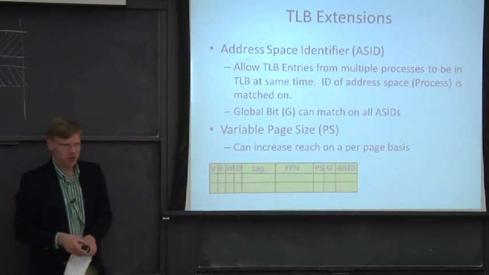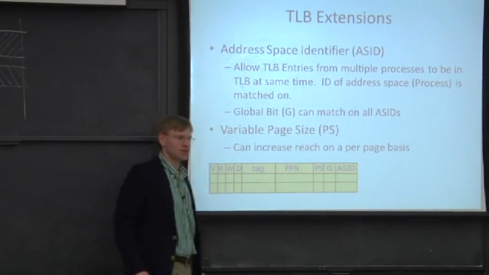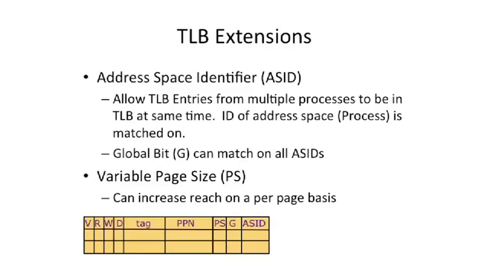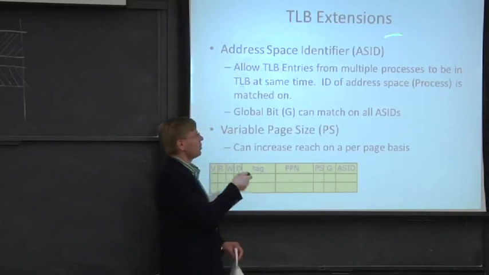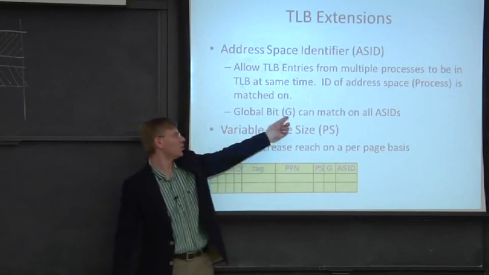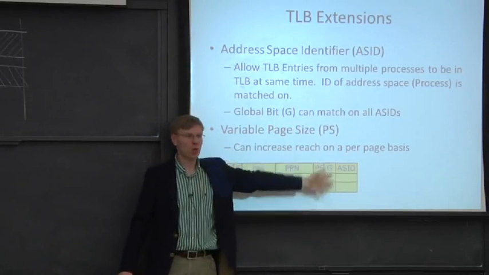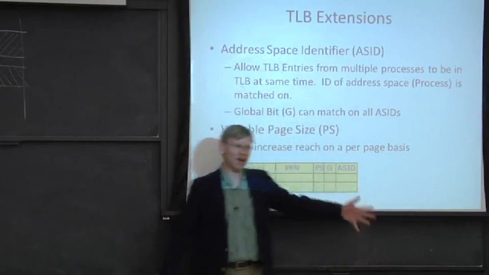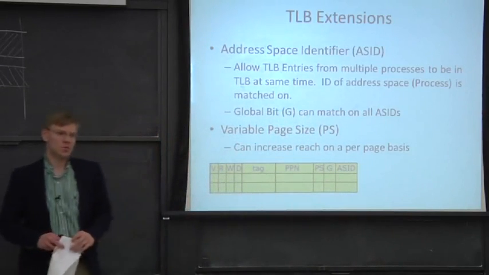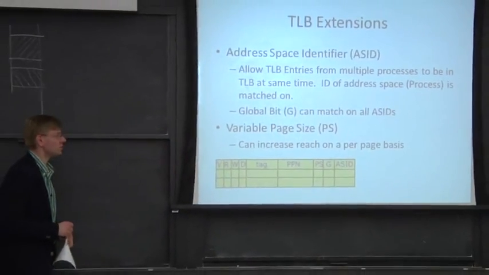Now, sometimes you do want to ignore the address space identifier. A good example of this is operating system pages. If you have the operating system mapped into every single process, you don't want to pollute your TLB with separate copies of the page table entry for all the different operating system pages. So a lot of times if you add an address space identifier, you also add a global bit that comes into the match. The global bit basically says, ignore the address space identifier, and turns it back into the case we had before. This is traditionally only used for operating system pages.